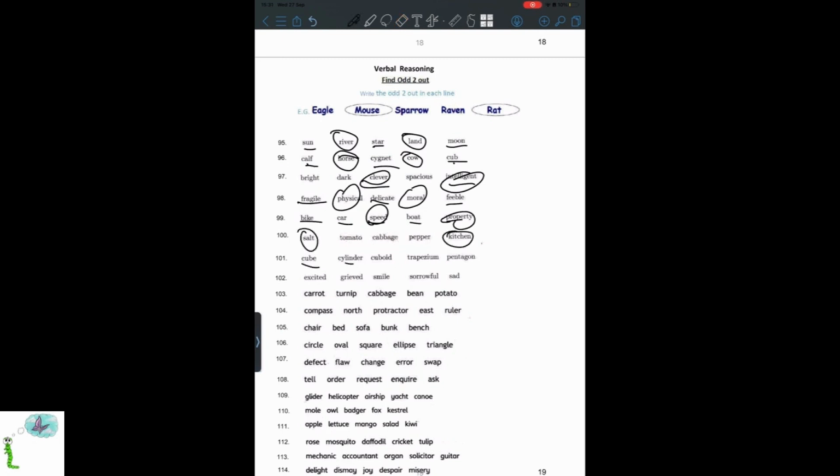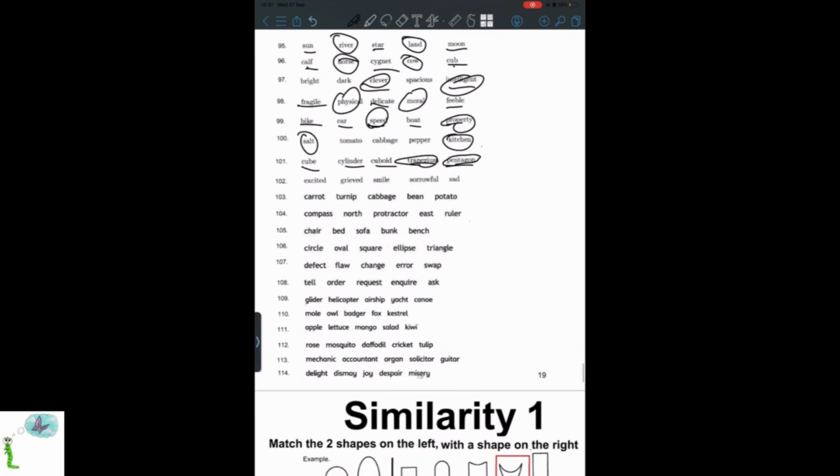Cube, cylinder, cuboid, trapezium, pentagon. You can already see that's a 2D shape, and that's a 2D shape, and those two are 3D shapes. So the rule is having a 3D shape. The odd two out are the ones that aren't, right?